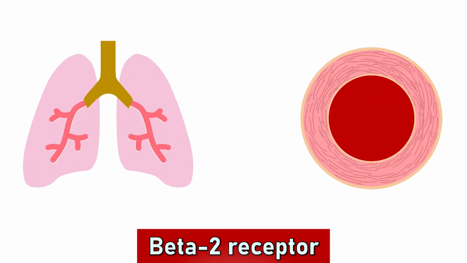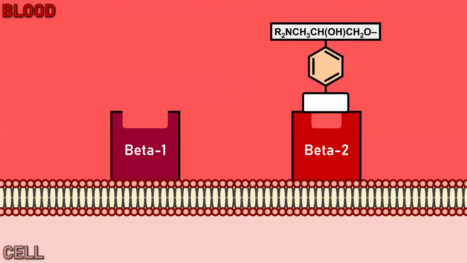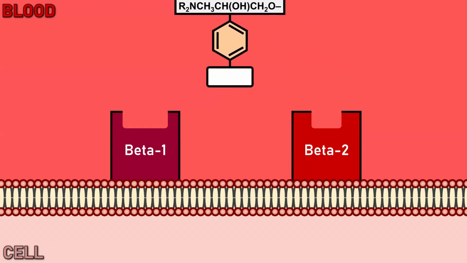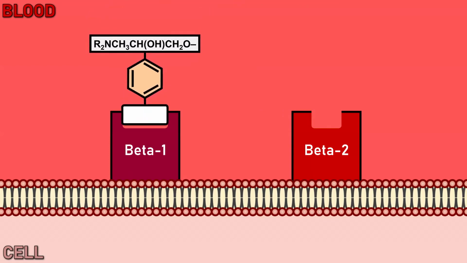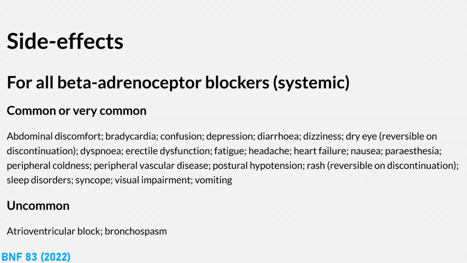Beta-2 receptors exist in the lungs and blood vessels, and beta blockers can activate these receptors too. The bulkiness of these polar groups reduces their ability to slot into the narrow beta-2 receptors. This is why bisoprolol has the highest cardioselectivity compared to these other common beta blockers. Unfortunately, no beta blocker is entirely cardioselective, which explains unwanted side effects on blood pressure and breathing.